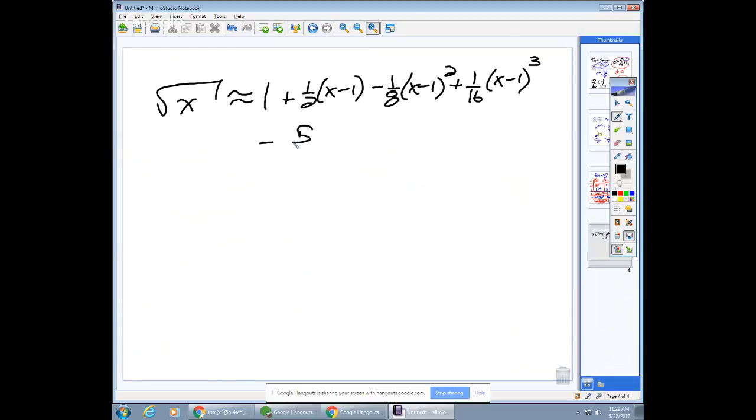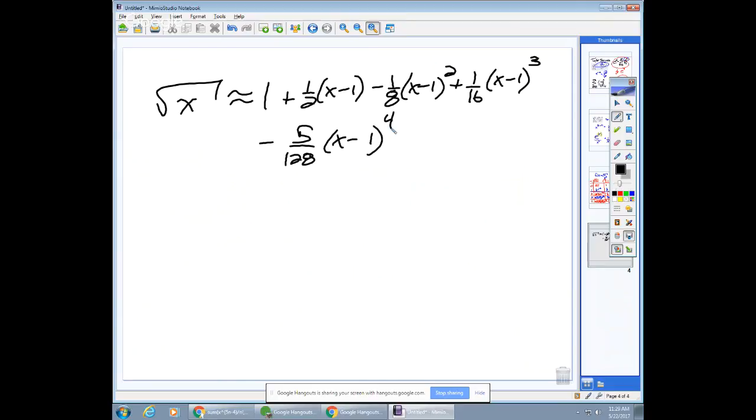Minus 5/128 x minus 1 to the 5th. 4th, yes, right, 4th. That was the 4th step. We didn't get to the 5th one, but I bet I can predict the 5th one by looking at the 4th one. Oops. Before I do that, I'm going to graph this to see if it looks okay.